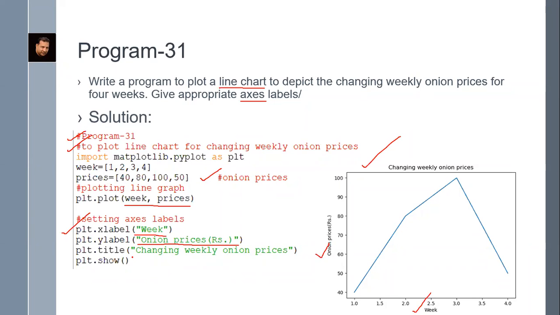And here I have given a title also, changing weekly onion prices. This is how we can give a title. This is the title of a chart. Then plt.show() will display your chart like this.